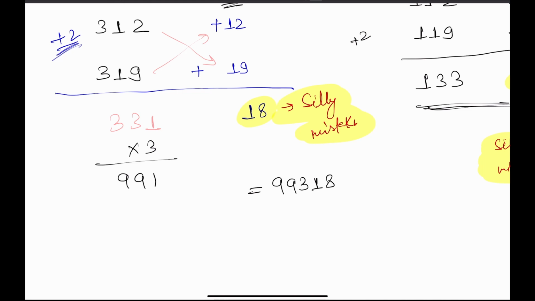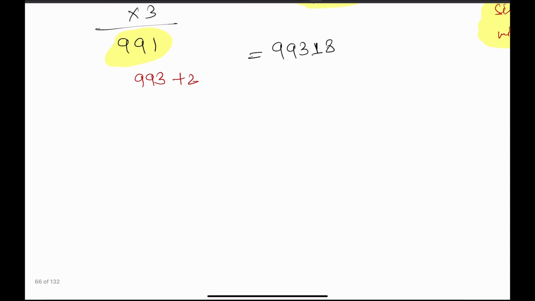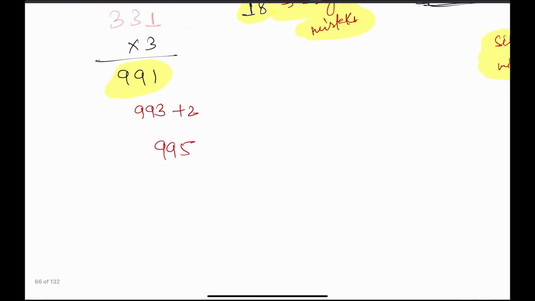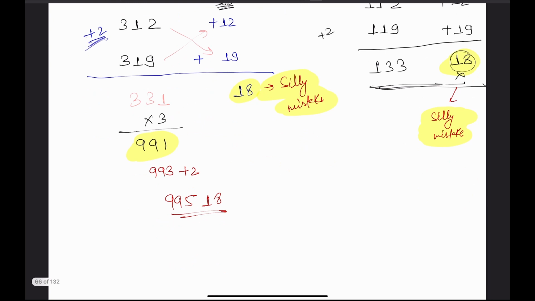331. Yeah. So one more mistake I need to highlight over here. That mistake is this multiplication part. This multiplication is 993, not 991. This is my mistake. This will be 993, and then plus 2, it will be becoming 995. Okay, 995, and then the last 2 digits are 18. This is what our answer should look like. We'll try to solve more questions on this, and then we will move on to the next topic.